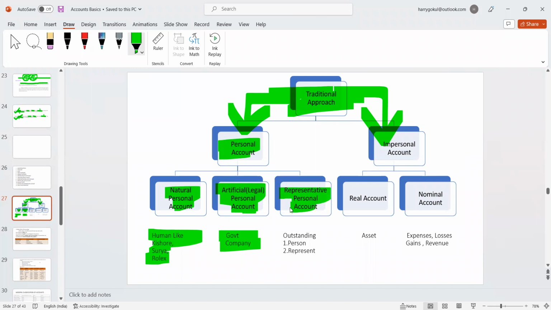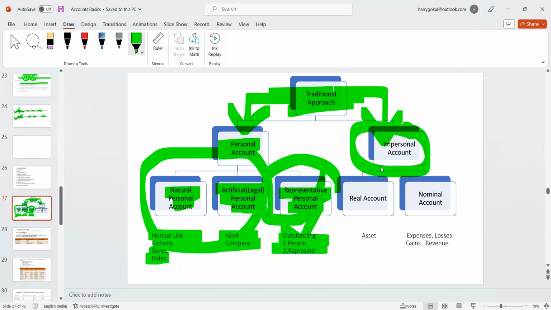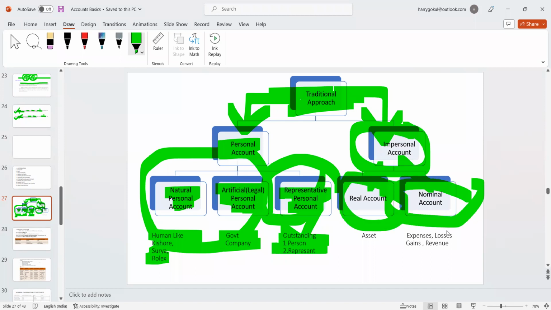What is a representative personal account? It represents a person, for example an outstanding. It has two features, that's the representative. And the impersonal is real and nominal. What is real? Assets. Nominal means expenses, losses, gains, and revenues come under the classification of nominal.